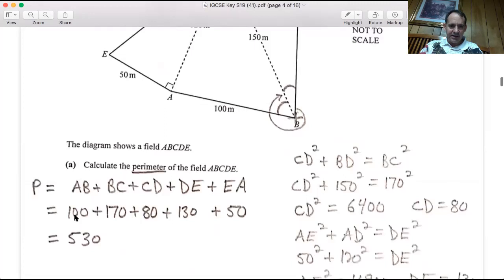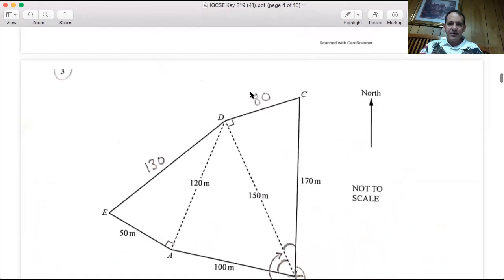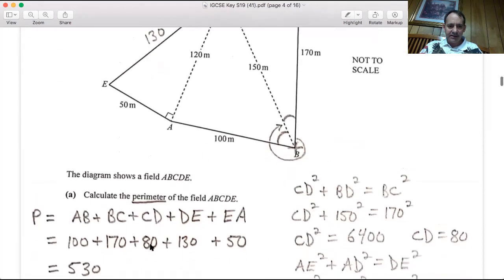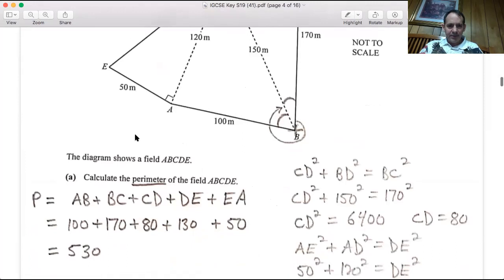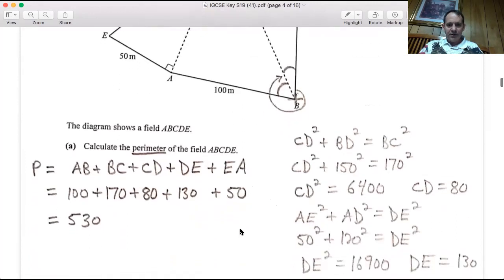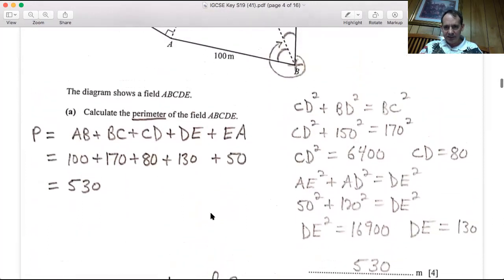A to B is already given, it's 100. B to C is 170. C to D, we're going to have to calculate that one. D to E, we're going to have to calculate. And then E to A is given, 50. Okay, so let's calculate the values here.